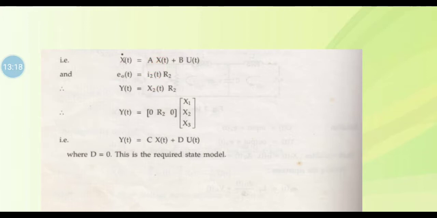So y of t will become 0, R2, 0. Why? Because x1 is not present in this, x3 is not present, only x2 is present. So 0, R2, 0, x. Y of t is C x of t plus D u of t, where D is 0. This is the required state model.